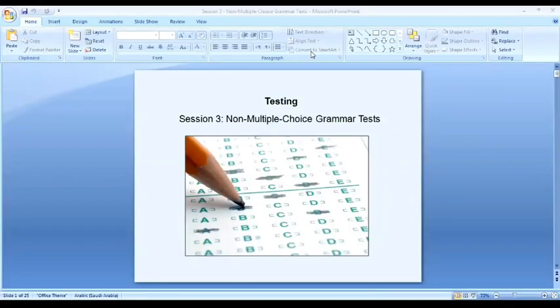Okay, in the name of Allah, the most merciful and most gracious, today we are going to start session 3, which speaks about non-multiple choice grammar test. So last lecture we discussed multiple choice, but today we speak about non-multiple choice grammar test.